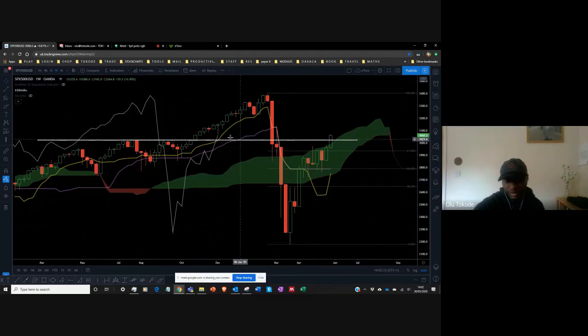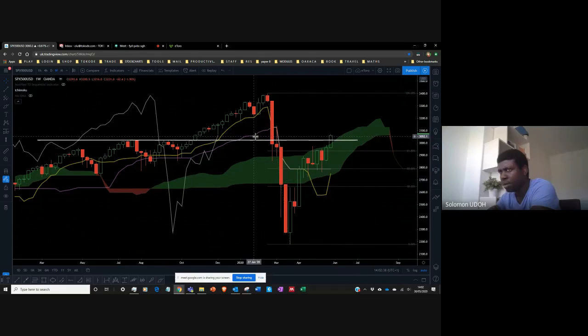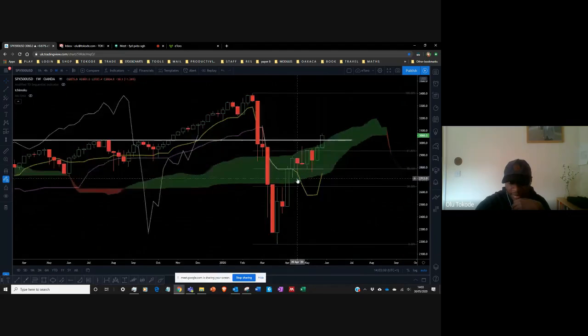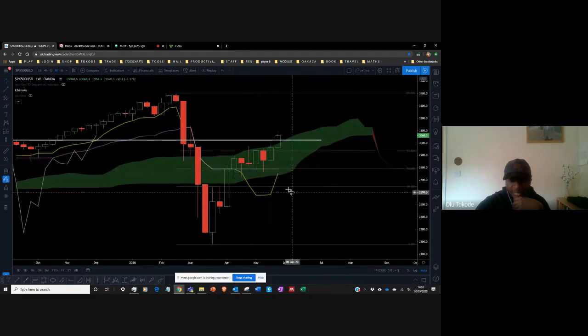So I have this yellow line here as the conversion line, and I have this purple one. This is just my personal style. I am trying to use different indicators to tell me if I should go long, or I should wait, or I should short it. So with this one, this yellow line needs to be above the purple line. Right now, the purple line is above it.